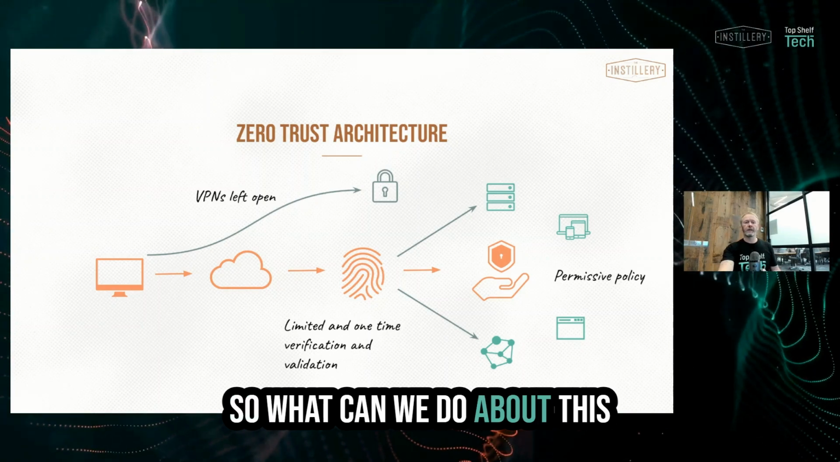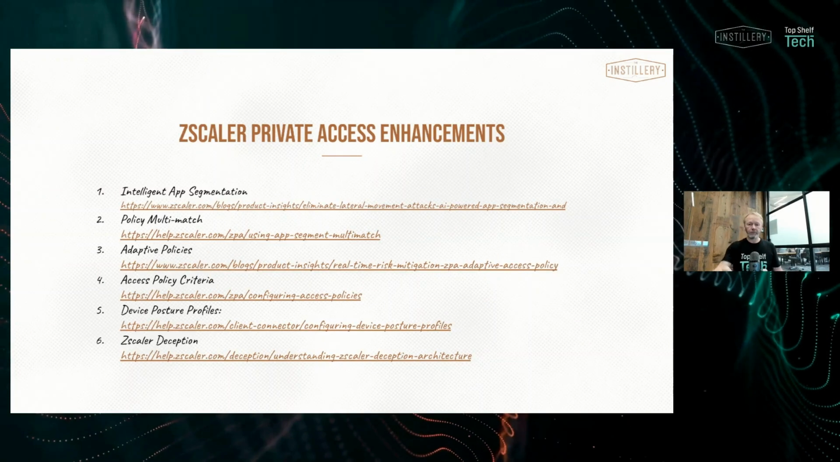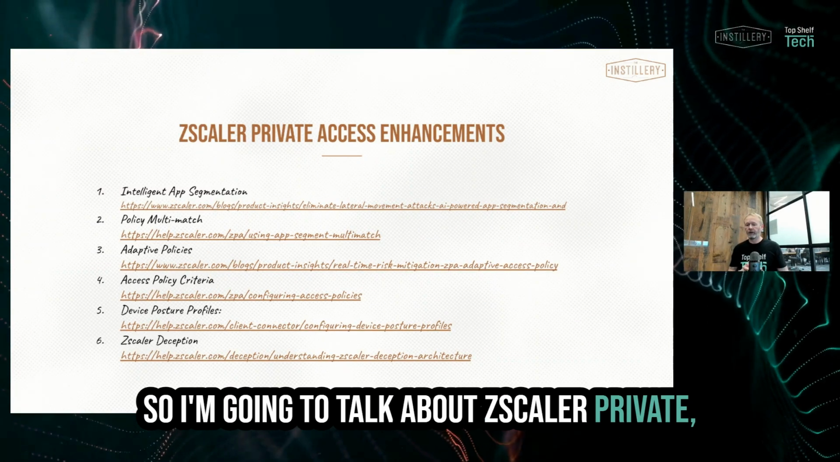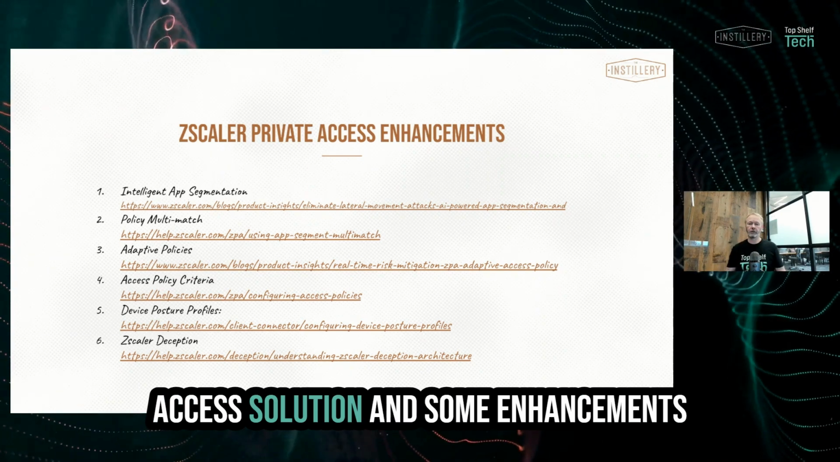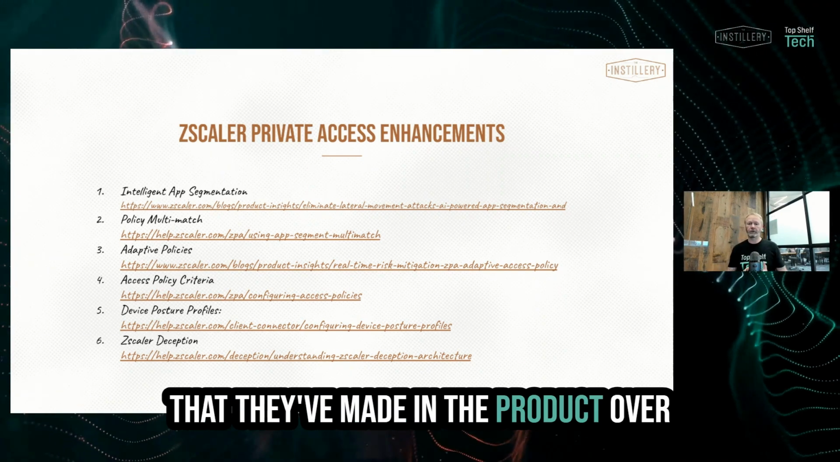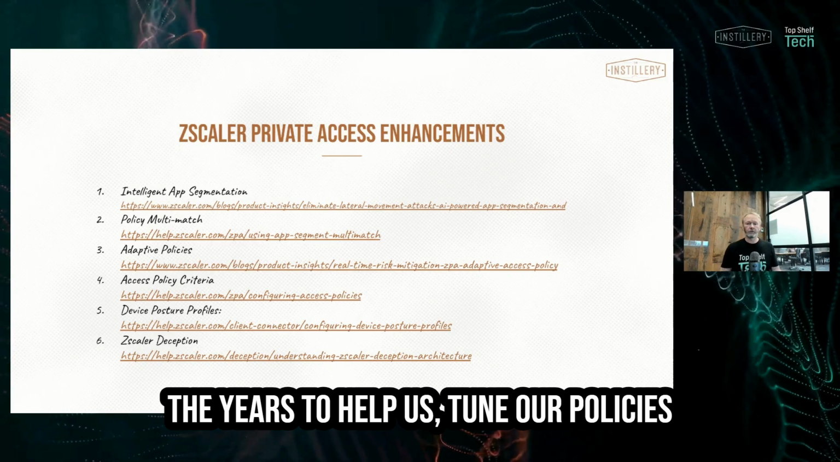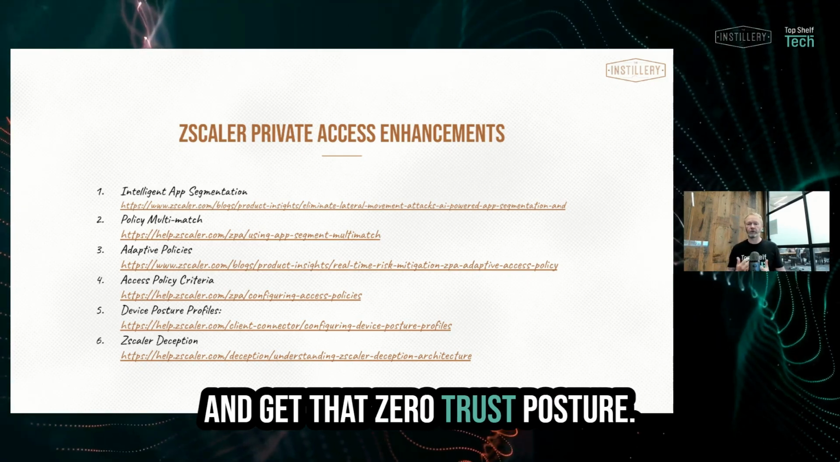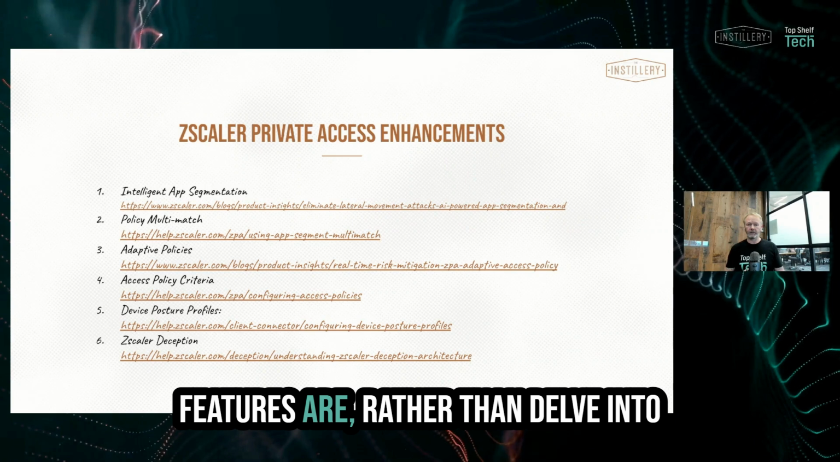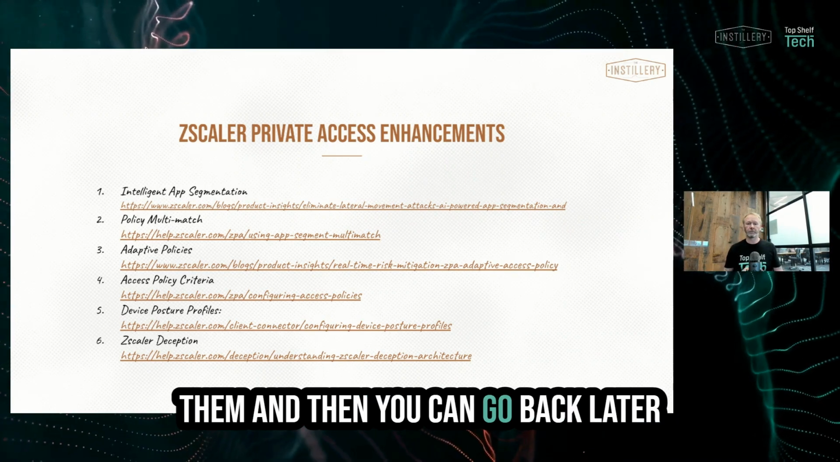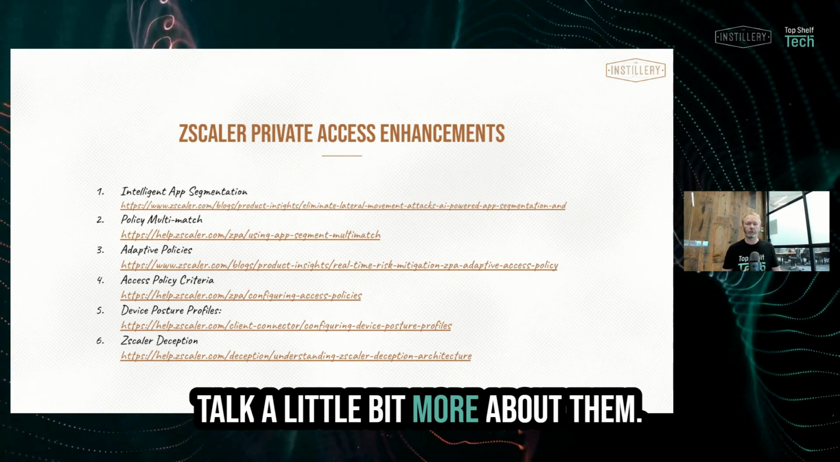So what can we do about this when we end up in this state? I'm going to talk about Zscaler Private Access, Zscaler's Zero Trust Network Access solution, and some enhancements that they've made in the product over the years to help us tune our policies and get that zero trust posture. I'm just going to touch on what these features are rather than delve into them, and then you can go back later and look at the links there that will talk a little bit more about them.